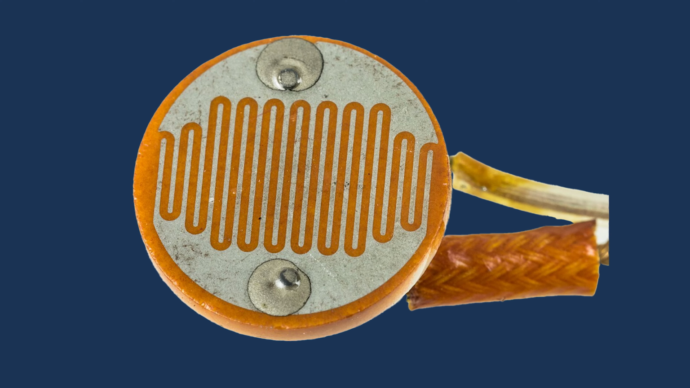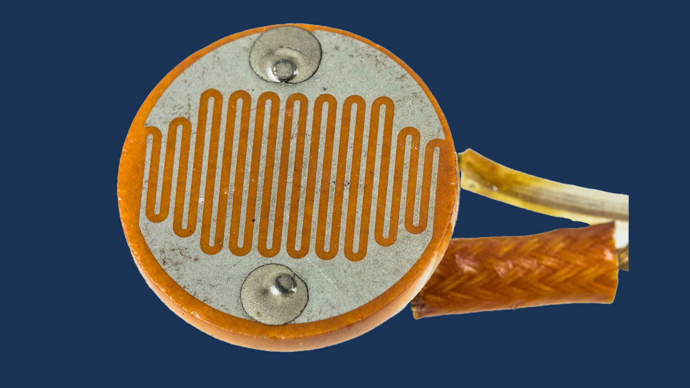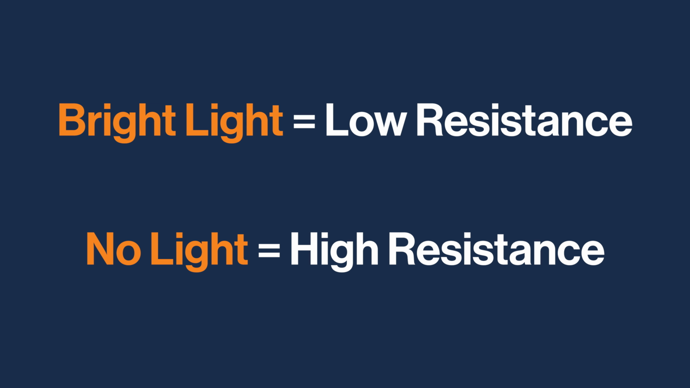An LDR is a resistor whose resistance changes based on light intensity. In bright light, the resistance is low, and in darkness, the resistance is high. In darkness, the resistance goes up. So more light means more current can flow, and less light means less current.